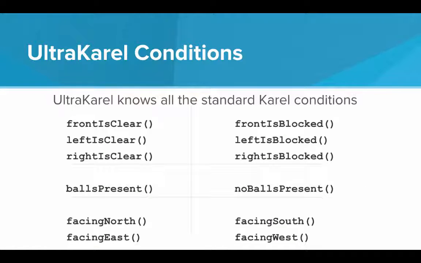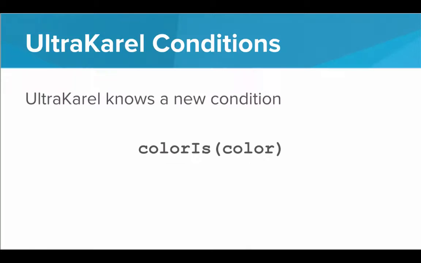What about conditions? Well, Ultra Karel knows all the standard Karel conditions. Ultra Karel knows front is clear, front is blocked, left is clear, left is blocked, facing east, facing west, etc. But there's actually one more condition that Karel knows. Karel knows a new condition, and that condition is color is, and this one also takes a parameter. So using this condition, we can actually ask a question saying, what color are we standing on? We can say color is red, yes or no. Color is blue, yes or no. And doing this, we can actually have Ultra Karel do things depending on what color Ultra Karel is standing on.